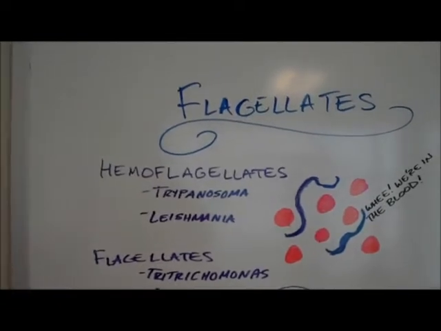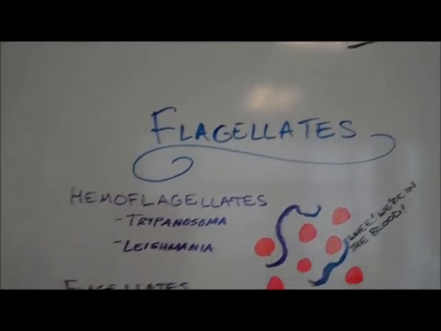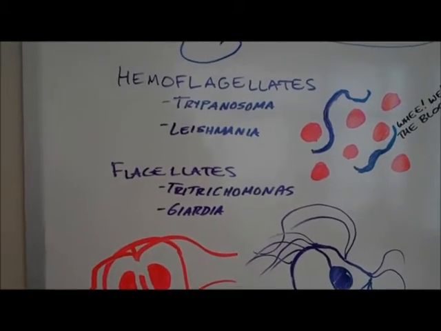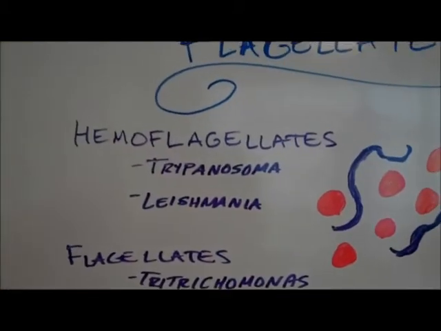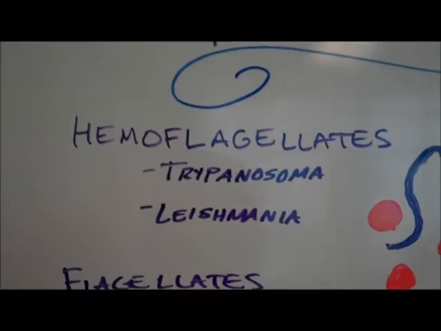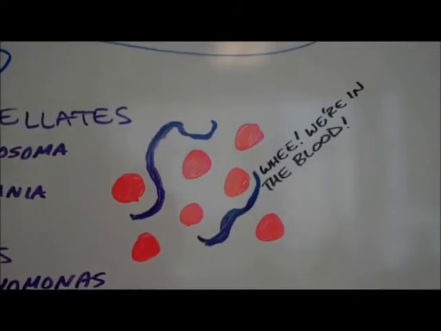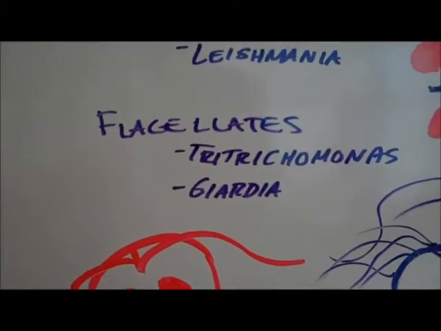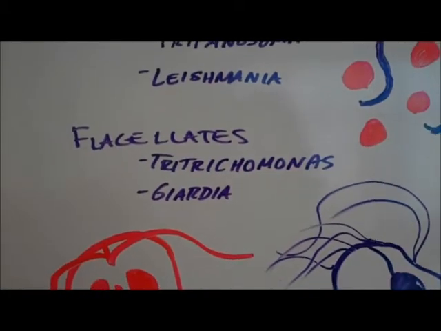So in the flagellates, we have hemoflagellates and regular flagellates. Hemoflagellates are the Trypanosoma and the Leishmania, and they live in the blood. For the flagellates, there's Tritrichomonas and then Giardia. That's Giardia right there.